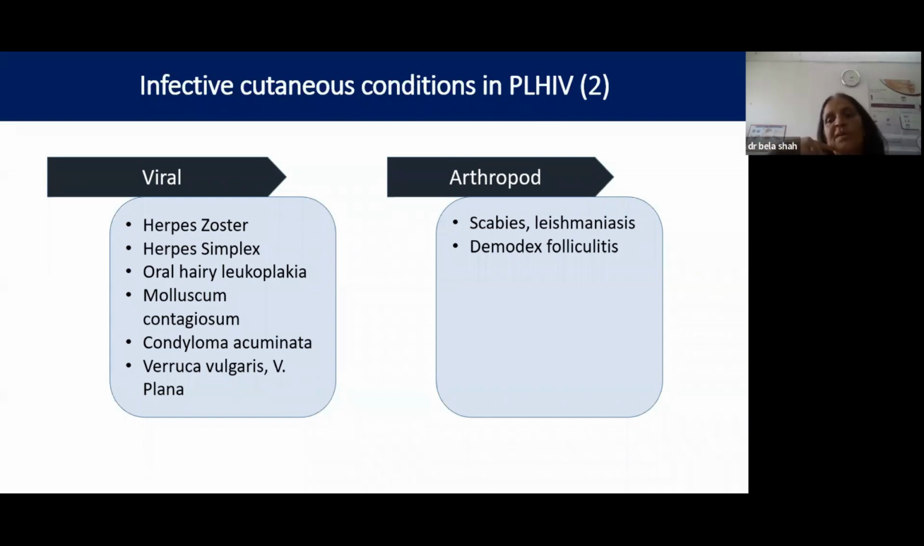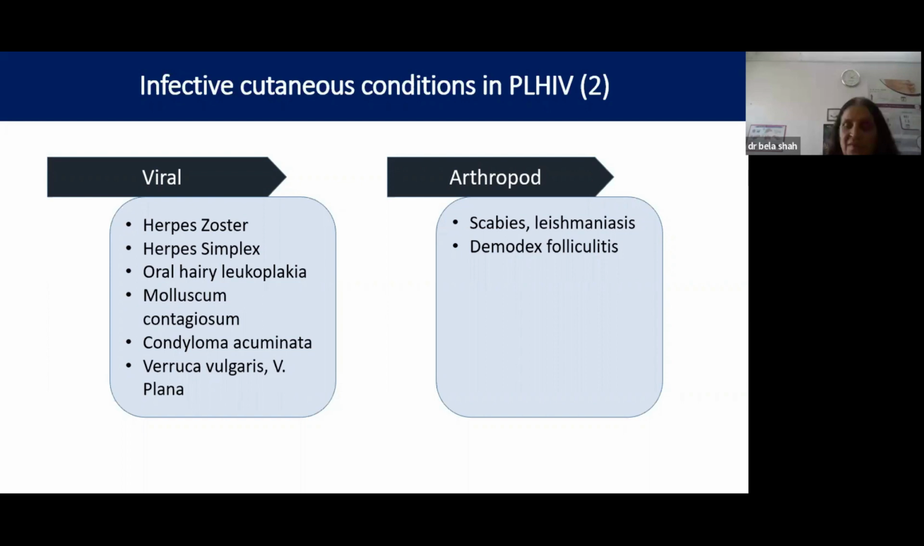Coming to the arthropod infection, scabies is quite common in our community. Even patients without HIV, we see a bulk of patients with scabies. Rarely, I have come across a few patients, especially from endemic regions. We have seen patients with leishmaniasis.